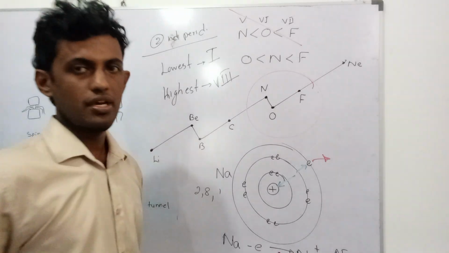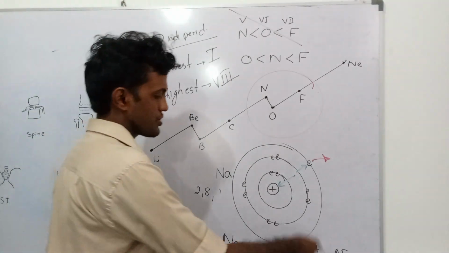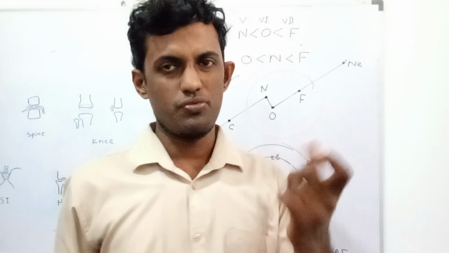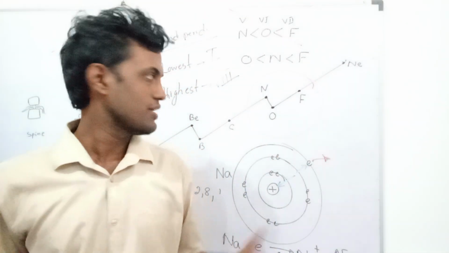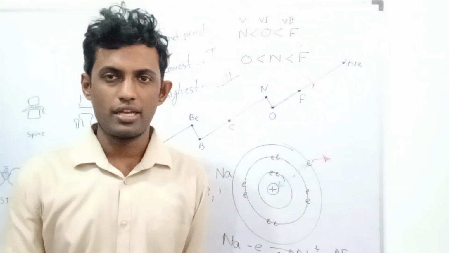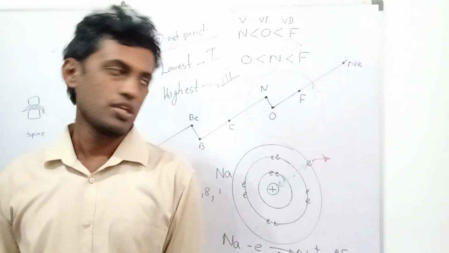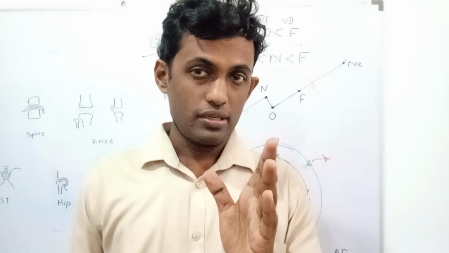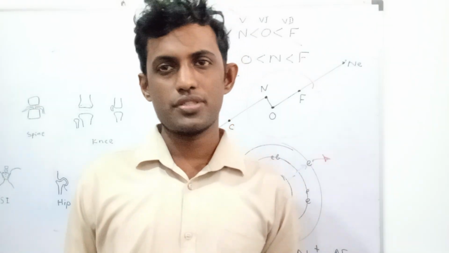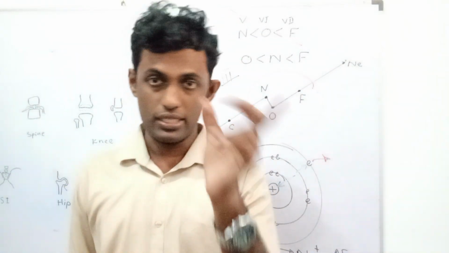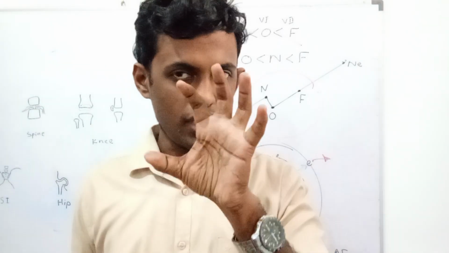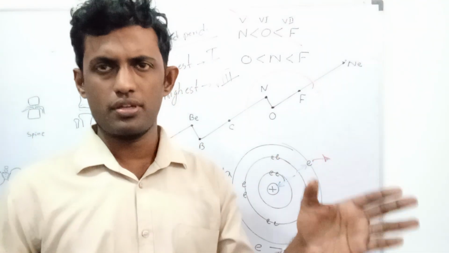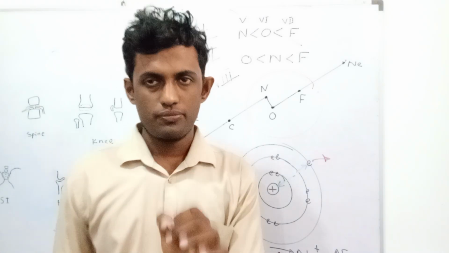Actually we measure this ionization energy number for 1 mole, because one atom is very tiny and its value is negligible, so we can't do calculations using one atom. That's why we consider 1 mole. 1 mole means, what's the number? 6.022 × 10^23 atoms. For that we get a value of about 400 kilojoules per mole for sodium.